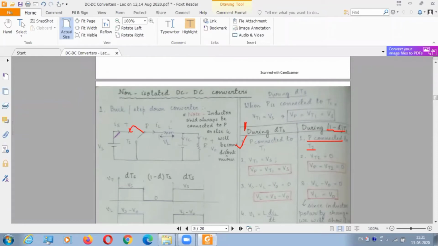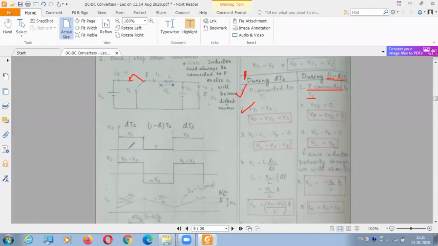This T1 is connected to the positive of Vs. Can I say VT1 is equal to Vs? Correct, because T1 is connected to the positive of this, so VT1 is equal to Vs. And since P and T1 are shorted with one another, Vp is equal to VT1 is equal to Vs. That becomes my second point. Understood everyone this point? So that's why I have drawn over here during the DTS period Vp is equal to Vs, and since Vs is a DC supply, a straight line Vs.